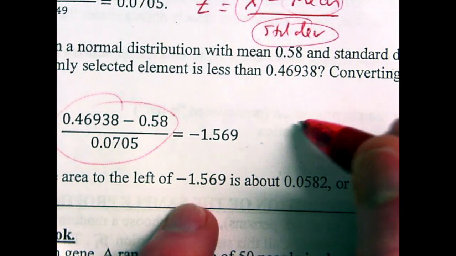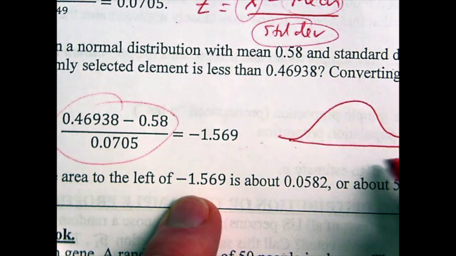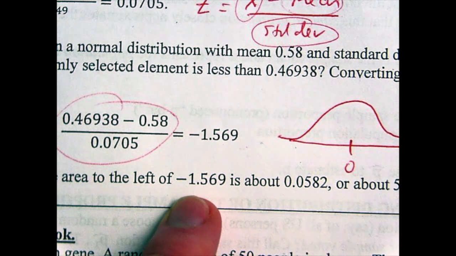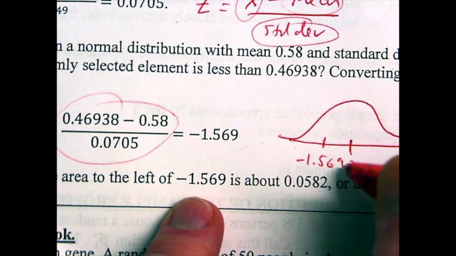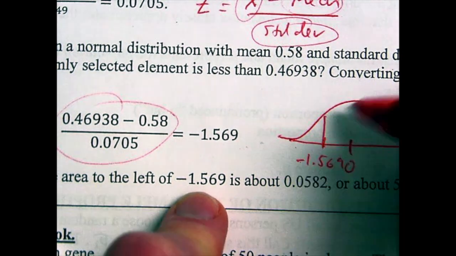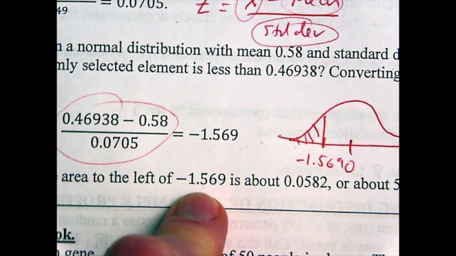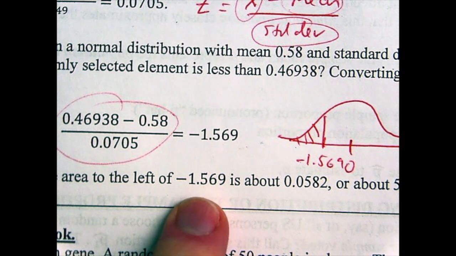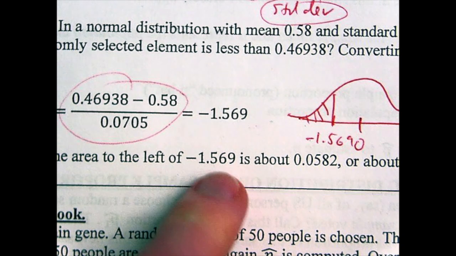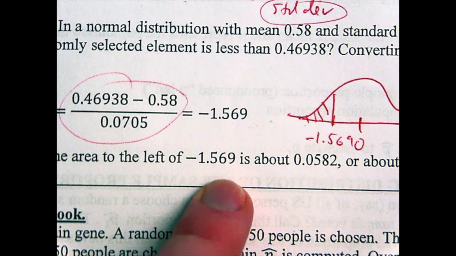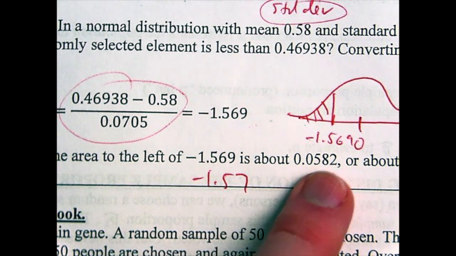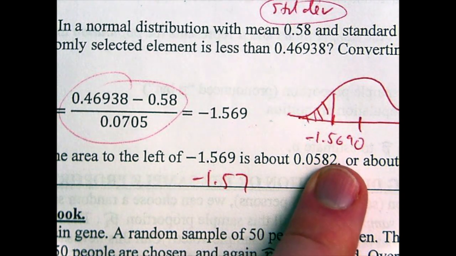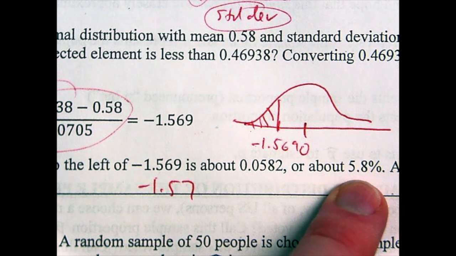Okay, and we can use our table to answer the question, under the standard normal curve, what's the area to the left of negative 1.569? So this area right here, that's going to be obtained just by looking at our table, which I'll skip the details. If you look at the table, if you look at the area value for z equals negative 1.569, that's like negative 1.57 approximately, right? You get 0.0582. So that's about 5.8%. So that's the answer to the question.